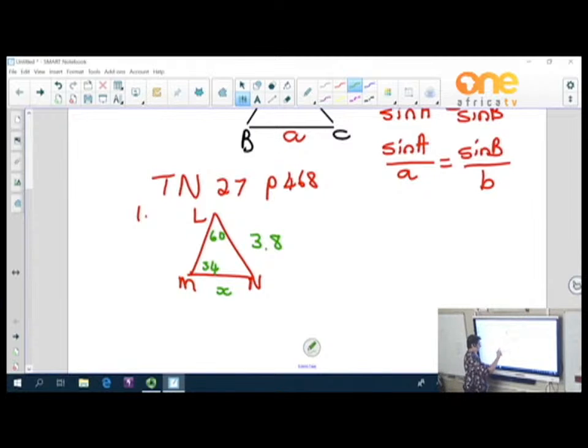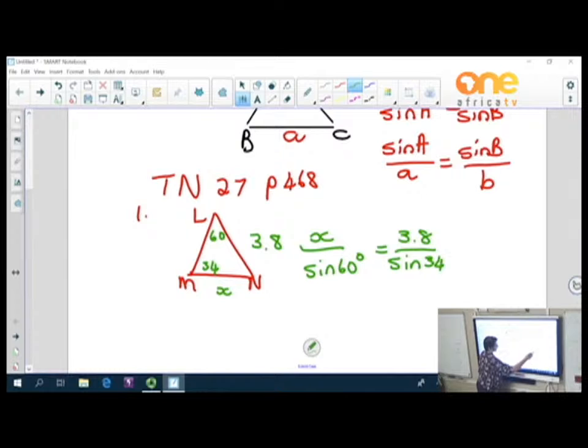So if you look here, you can see I've got a side and an angle, or opposite side and an angle, and the same thing here, the opposite side and the angle, and that's when we're going to use that sine rule. So I'm going to put the one that I want to calculate in the left-hand top. So this is then x over sine 60 degrees, which is equal to 3.8 over sine 34 degrees. So the opposite side and angle, opposite there.